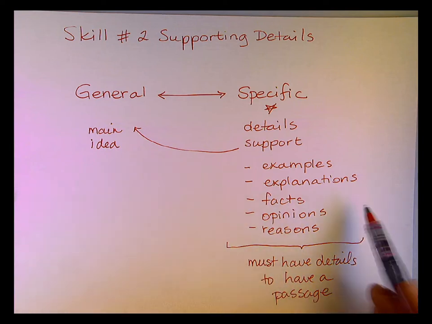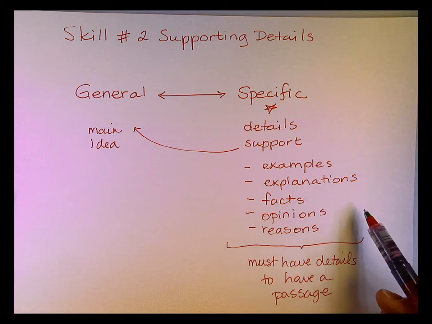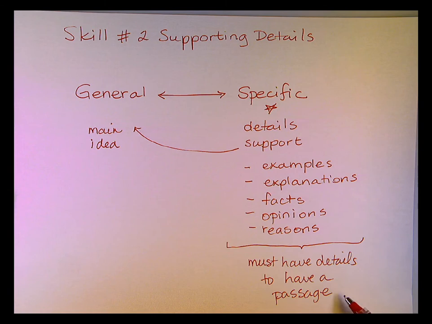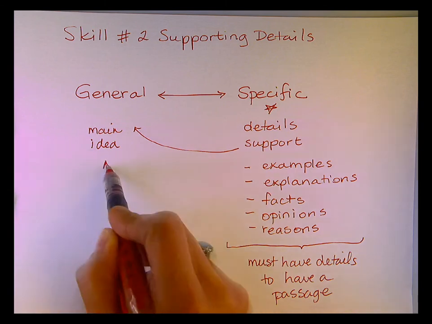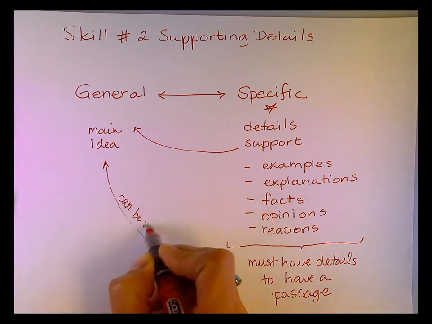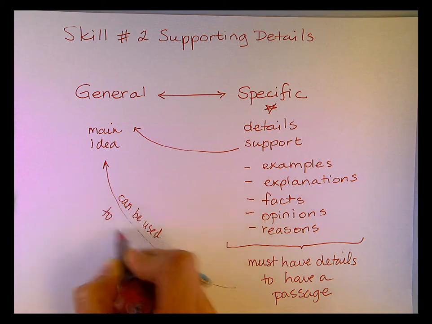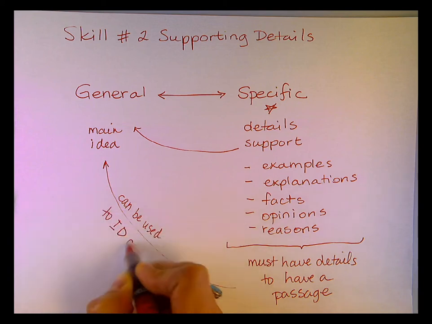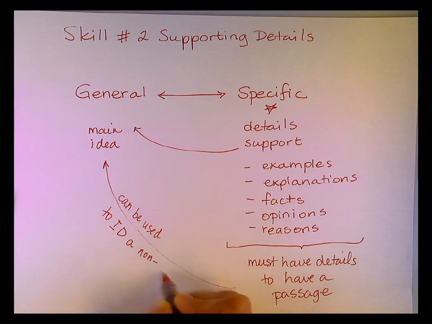So details are important. They're important not just to know what the passage is about in more specific terms, but it's also important to know what the passage is about in general terms by looking at the details and asking what they all have in common. So they can be used to identify a non-stated main idea. So, details are important for several reasons.